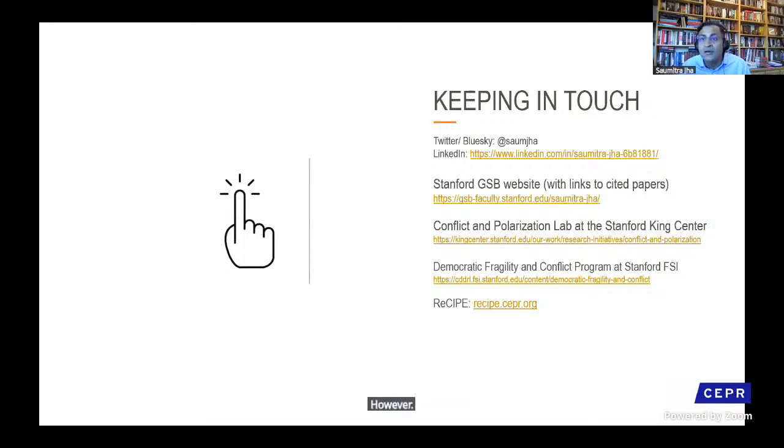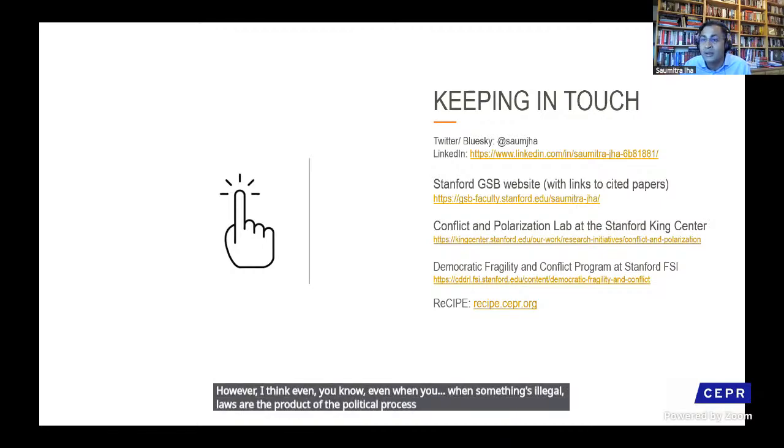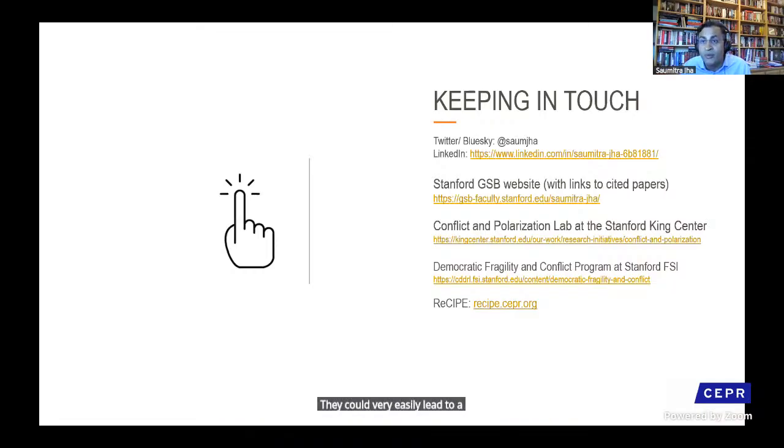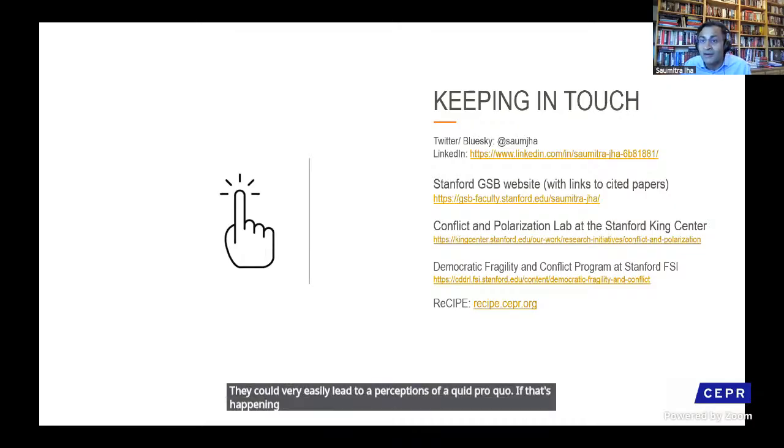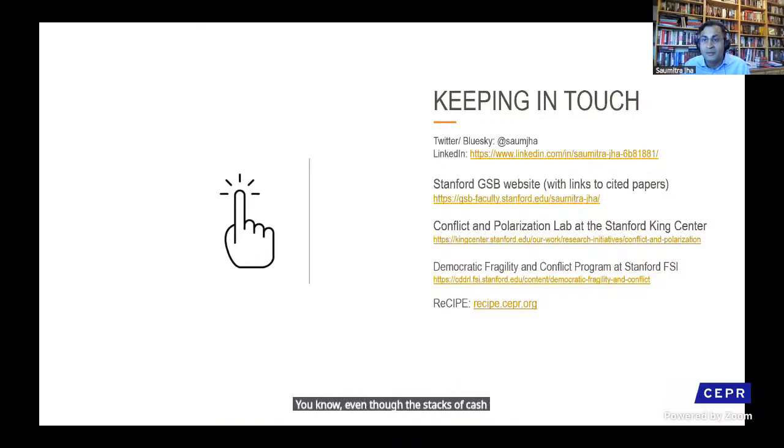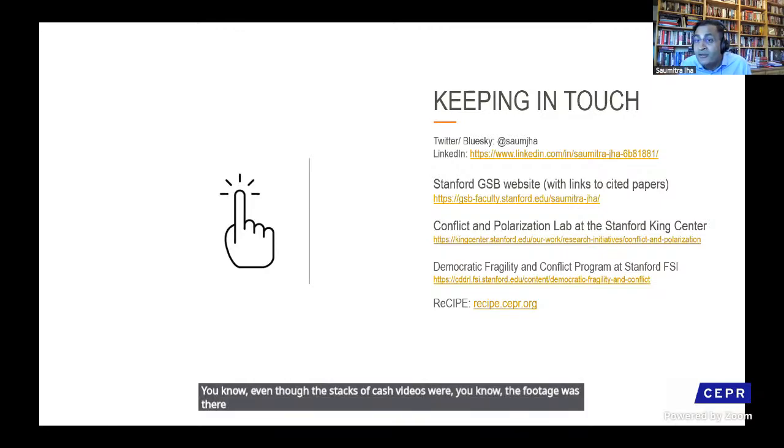However, even when something's legal, laws are the product of the political process. And when you have people doing things which might be legal, but look like they could very easily lead to perceptions of a quid pro quo at the top of the government, our research suggests this can also have these types of deleterious effects. In fact, even though the footage in the stacks of cash videos was there, the Attorney General of Mexico, which was part of the incumbent government, dismissed the case as being okay. So that would fall into this category as well.